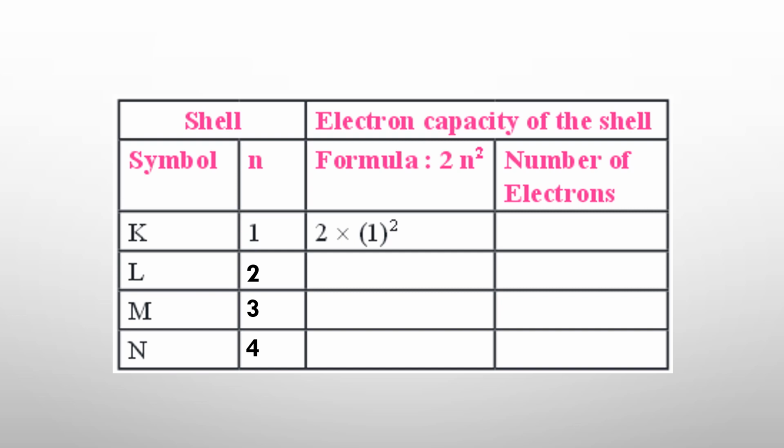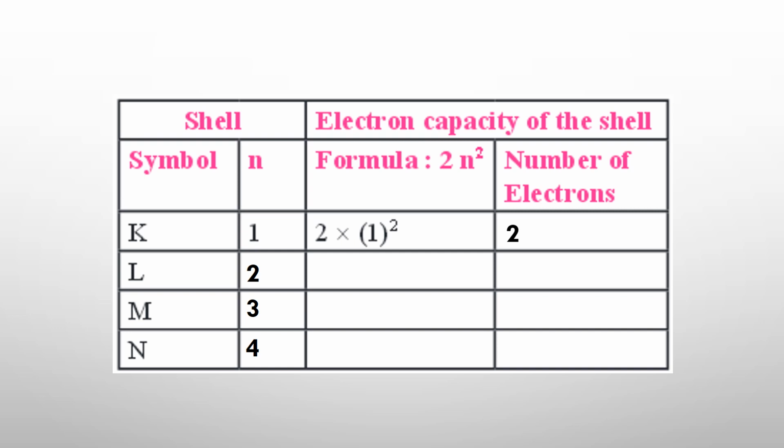Here you need to substitute the value of n in the bracket. They have given you an example: if you look at the K shell, which is the first shell, they have substituted the value 1 because n is 1. So 2 into n square means 2 into 1 square. 2 into 1 square is nothing but 2. So the number of electrons which you can put in the K shell is 2. Similarly, we try to solve for the others also.